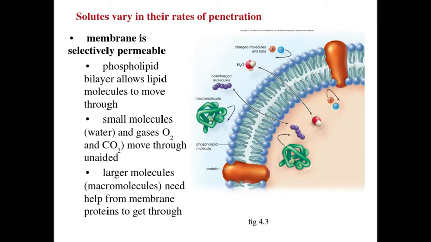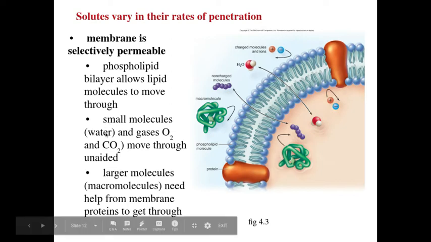The phospholipid bilayer allows lipid molecules to go right through. Your smaller molecules, like your water, and this is the part I brought up before, gases such as oxygen and carbon dioxide, are able to move through the membrane unaided. So they don't need help per se. They can go through. And when we say unaided, we're not referring to those channels that are constantly open.